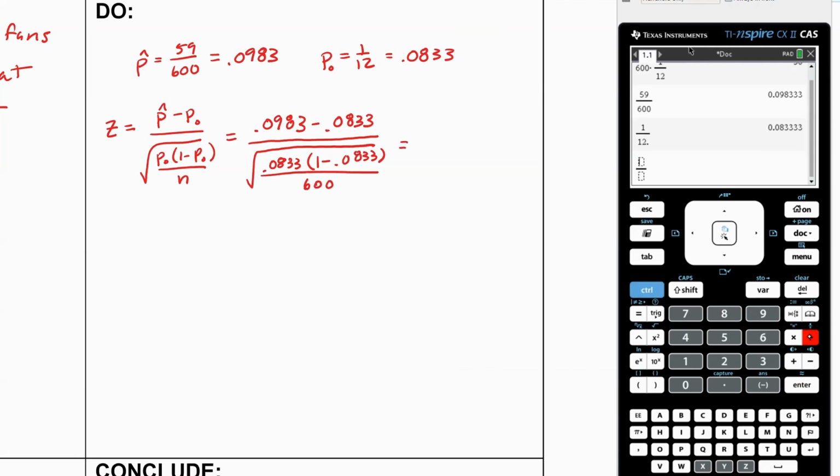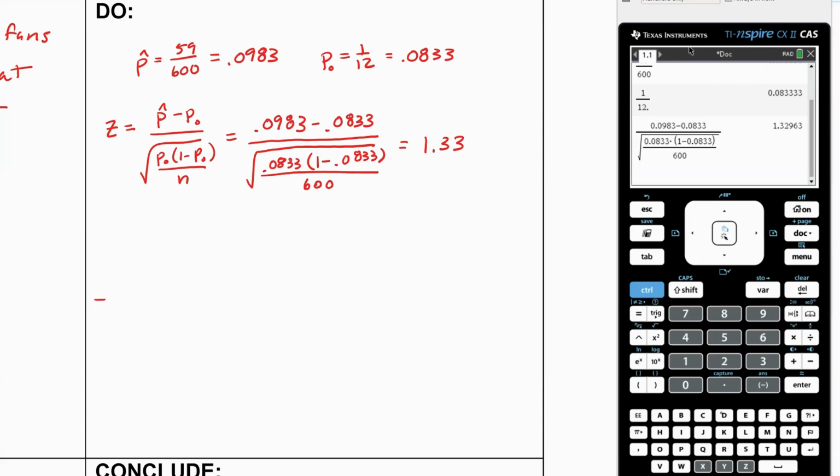So control division, 0.0983 minus 0.0833 divided by square root, and then control division, get another fraction, 0.0833 times quantity 1 minus 0.0833, and divide that all by our sample size, giving us a z-value of 1.33, round that to 2 digits.